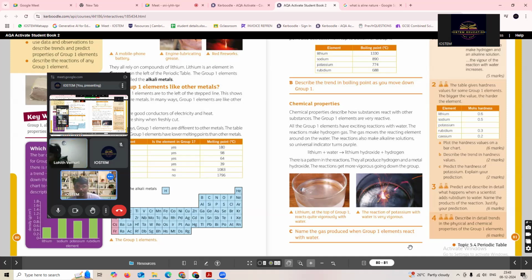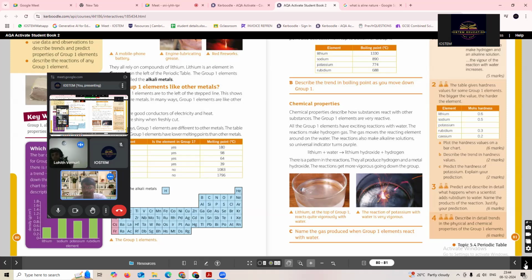Very good. If you want to write, you can write. Or is that okay? It's better to write, I think. Anyway, you have to write. I will give you homework to write these things.